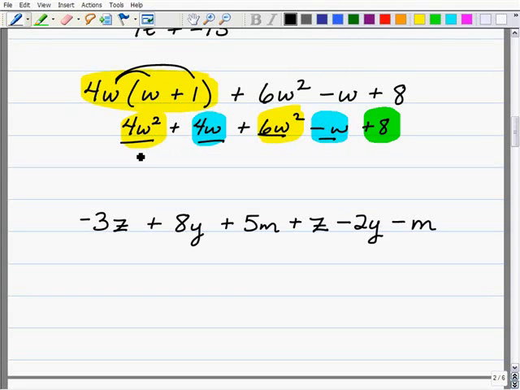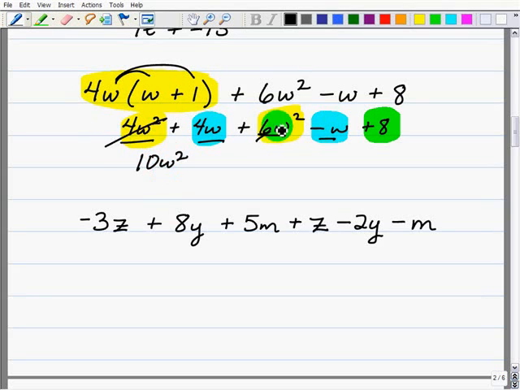Now, this is something I'll talk about in later videos, but we'll bring it up now. I'm going to write the term with the highest power first. You want to get in the habit of doing that. So I'm going to write the w squared terms first. So 4w squared plus 6w squared is going to be 10w squared.